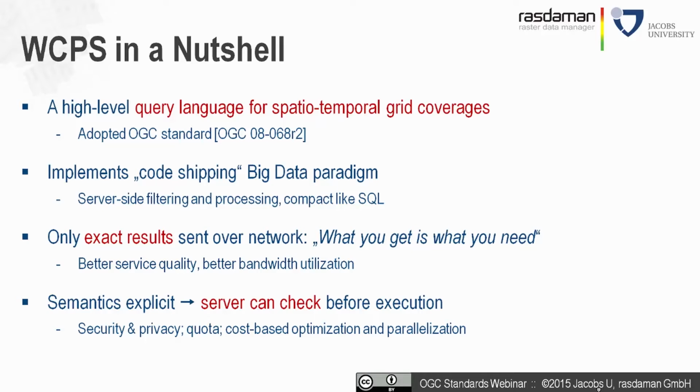So you don't have to download a lot of data to find out whether they are of interest at all. You don't have to download large datasets just to throw away a large part because you have to cut out what you are really interested in. Actually, the processing is done on the server, so you get exactly what you wanted to have. This leads not only to better service quality for the client, but also to better bandwidth utilization, hence it is faster. And as the semantics is explicit, the server actually can perform a lot of checks before execution. That includes security and privacy. It includes quota management. And you can do cost-based optimization and parallelization to do fast evaluation of such queries.